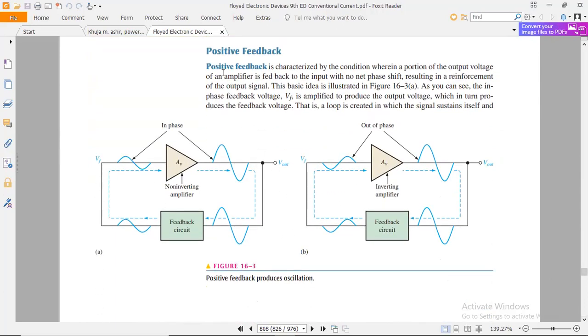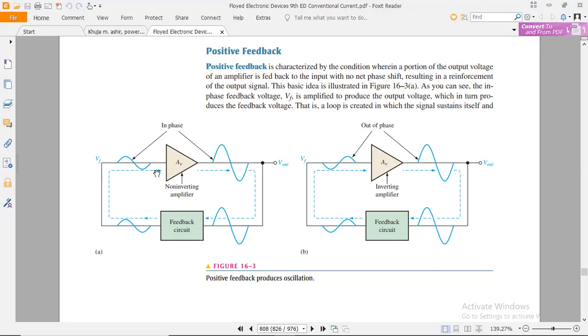Now, moving towards positive feedback: it is characterized by a condition wherein a portion of the output voltage of an amplifier is fed back, as you can see in figures A and B, which are also explained in this paragraph, back to the input with no net phase shift. This means the input and output are in the same phase. There is no phase shift before feedback and after feedback, and before the input of the op-amp non-inverting amplifier and after the non-inverting amplifier there is no phase shift.